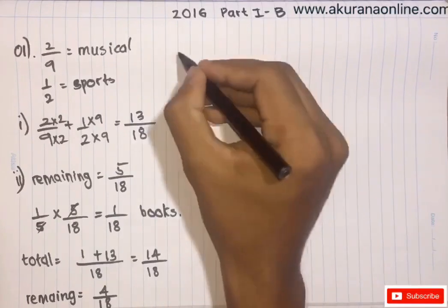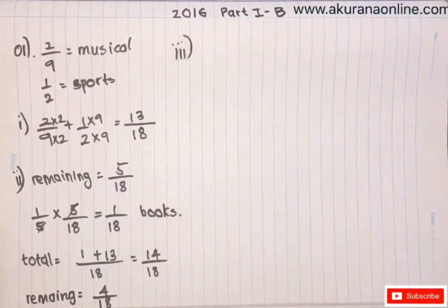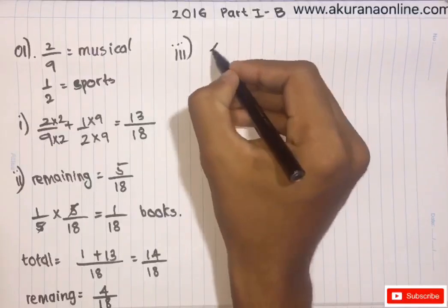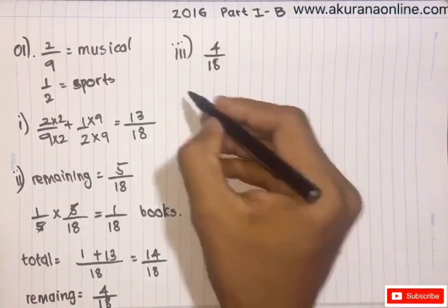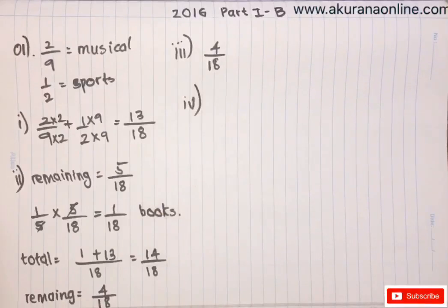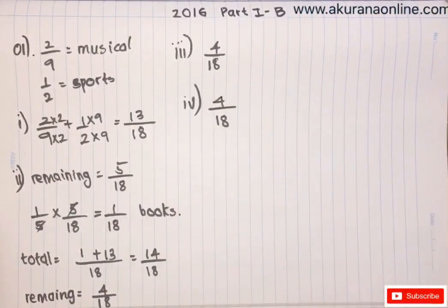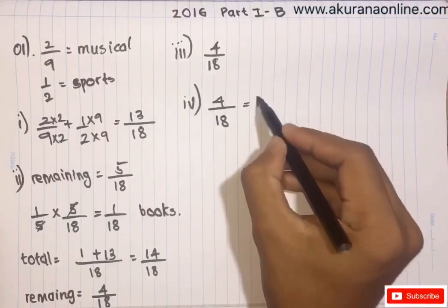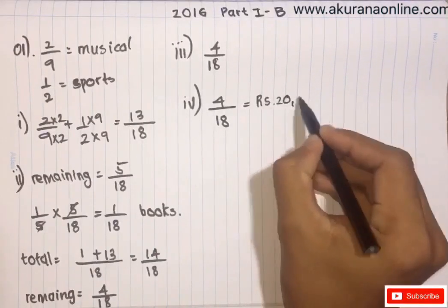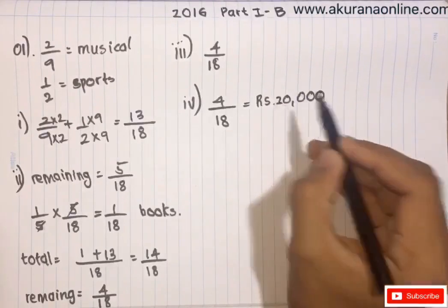Now the third part, find what fraction of the total amount was used for the renovation. How much is it remaining? That is 4/18. Okay, and the fourth one, if the renovation cost was 20,000 rupees, find the total amount Mr. Kitsiri donated. Now they are saying that 4/18 was the amount given for the renovation. Now this amount is equal to 20,000.